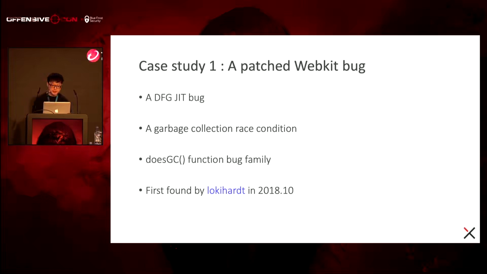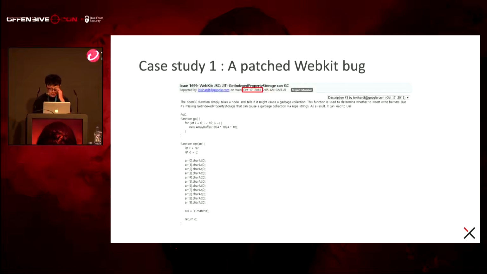So this bug family was first found by Loki Harty back in late 2018. And I call it the doesGC bug family because the doesGC function is the mothership of this entire bug class. So this is Loki Harty's public advisory. It was a pretty cool bug. I mean, it was pretty cool that he found this bug through just pure source code auditing.